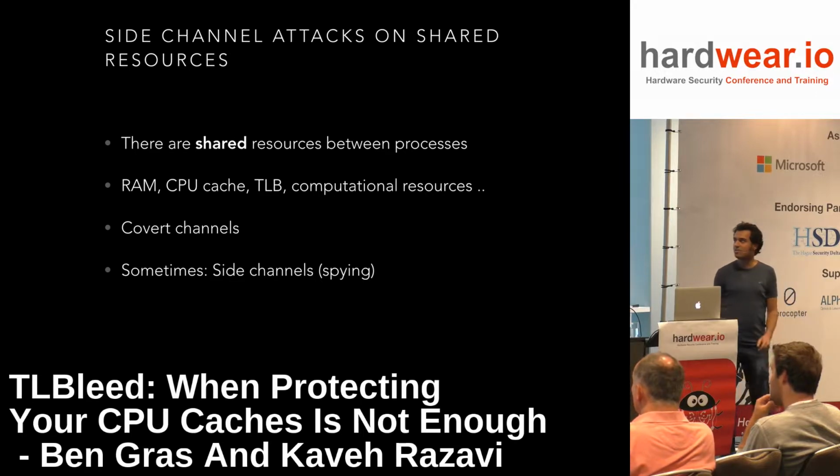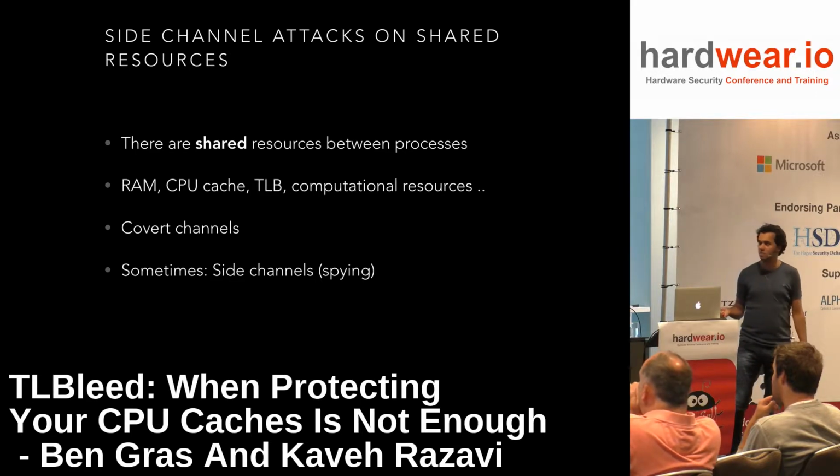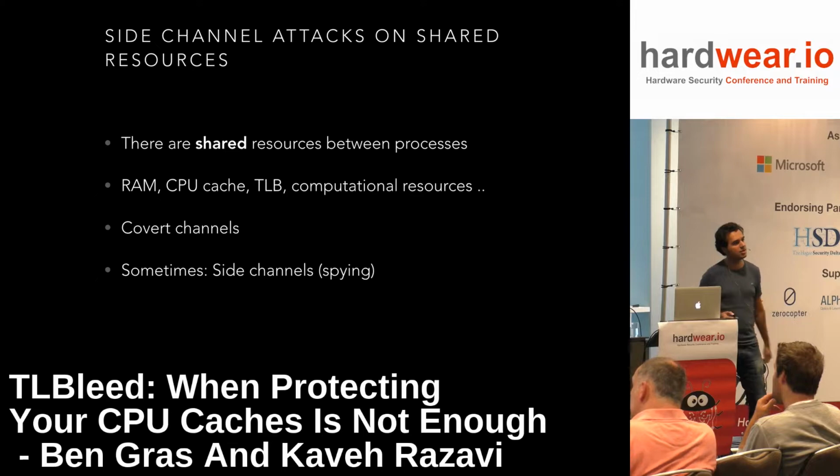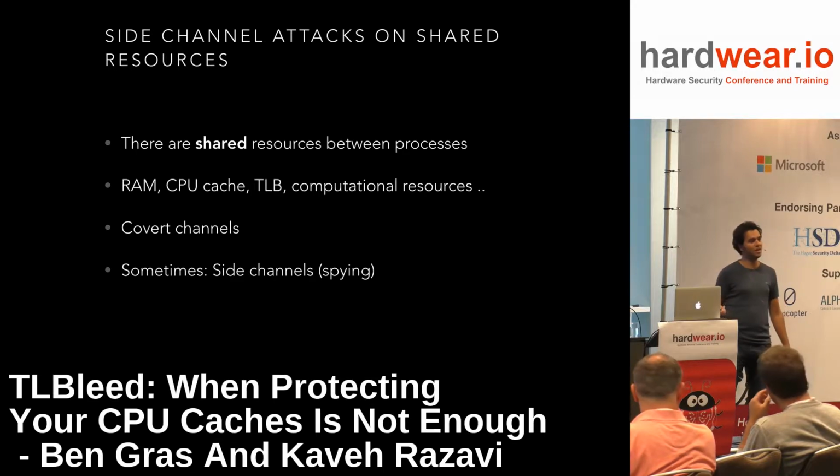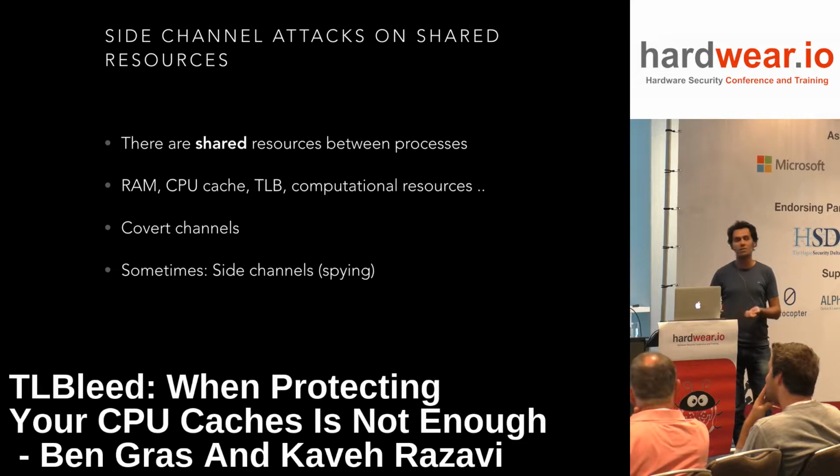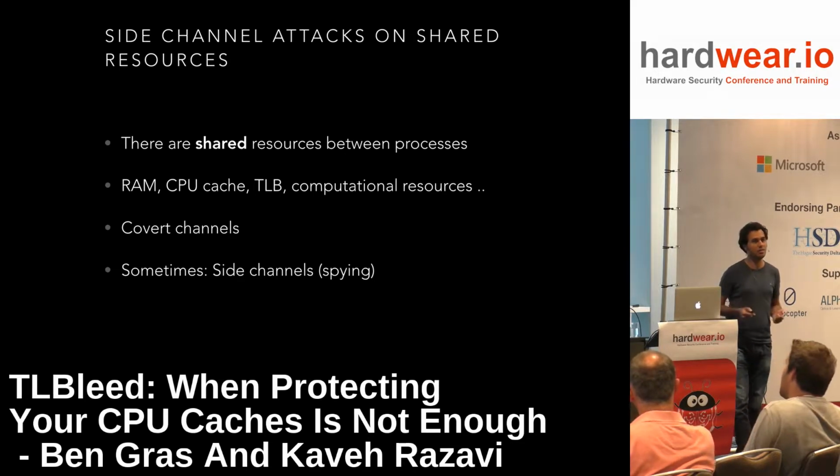So it is not just the CPU caches that I just told you about, but also your memory that is shared between different execution contexts. Your TLB is also shared, which is a different cache, which we will get into soon. And using all of these shared resources, basically you can leak information.